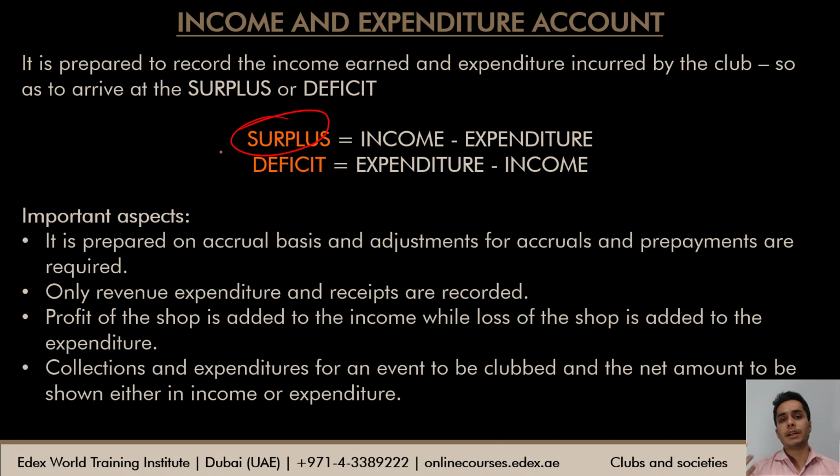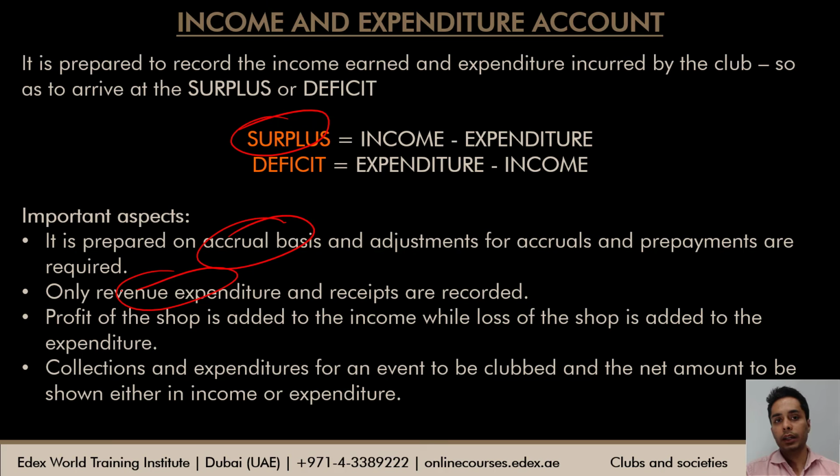Again, important aspects to be considered when you're preparing the income and expenditure account. First one, I've already told you that income and expenditure account is prepared on accrual basis. You must make all the adjustments for accruals and prepayments at the end of the year. In receipt and payment account, we recorded all the revenue and capital expenditure and receipts, but in income and expenditure account, we only record the revenue expenditure and revenue receipts. We do not include purchase of non-current assets in the income and expenditure account.